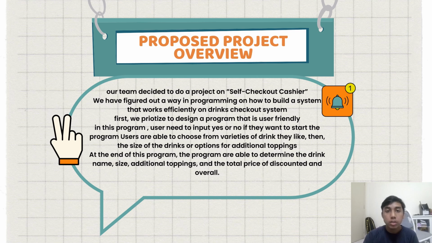We have figured out a way in programming on how to build a system that works efficiently on drinks checkout system. First, we prioritize designing a program that is user-friendly. In this program, users need to input yes or no if they want to start the program. Users are able to choose from varieties of drinks they like, then the size of the drinks or options for additional toppings. At the end of this program, the program is able to determine the drink name, size, additional toppings, and the total price, discounted and overall.